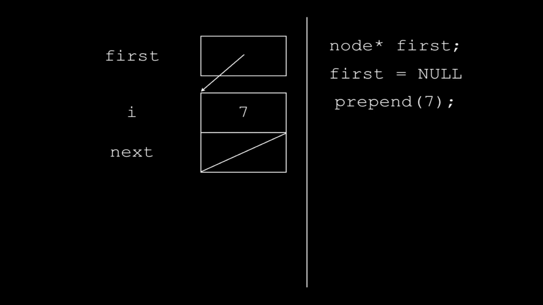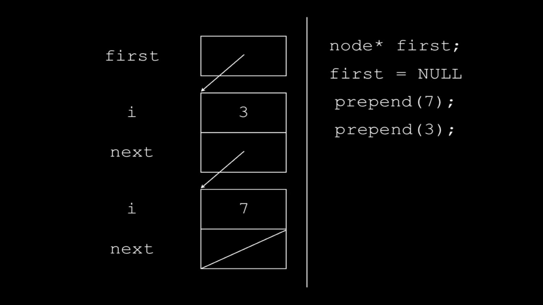So one of the easiest ways to work with lists, and we ask you to do both prepend and append to see the differences between the two, but prepending is definitely easier. So when you prepend 7, you go and create the node struct, and you set first to point to it, because now, since we've prepended it, it's going to be at the beginning of the list, right? If we prepend 3, that creates another node, but now 3 comes before 7, right? So we're essentially pushing things onto our list, right?